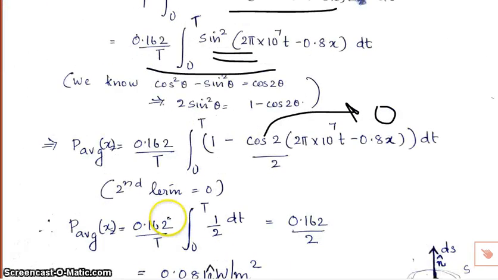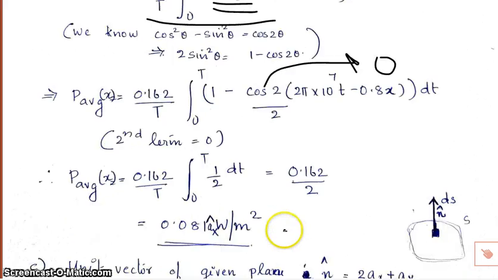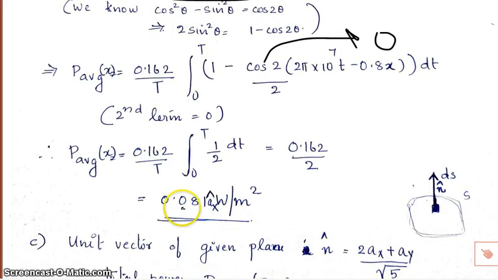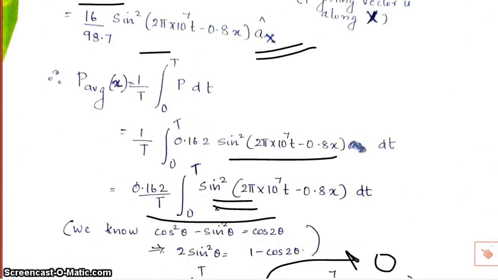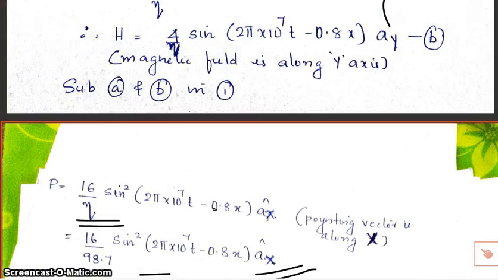0.162 by T, integral 0 to T of dt. That finally you will get 0.081 ax watt per meter square. The unit of P average of x, that is the average power density, is watt per meter square. Now that is your second section of your question 1.